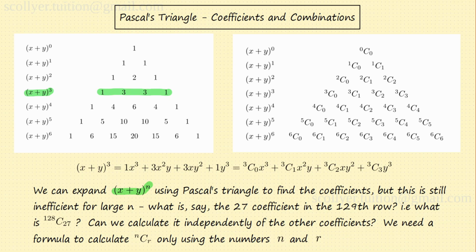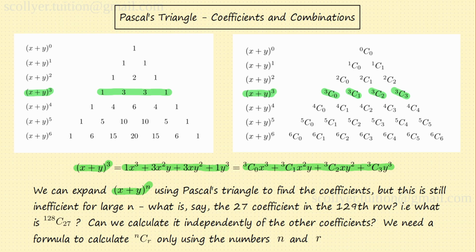We can also name the coefficients. So for (x + y)^3, we call them 3C0, which is 1, 3C1, which is 3, 3C2, which is 3, 3C3, which is 1. And (x + y)^3 expands to this if we use the numeric values for the coefficients, or this if we use the names for the coefficients.